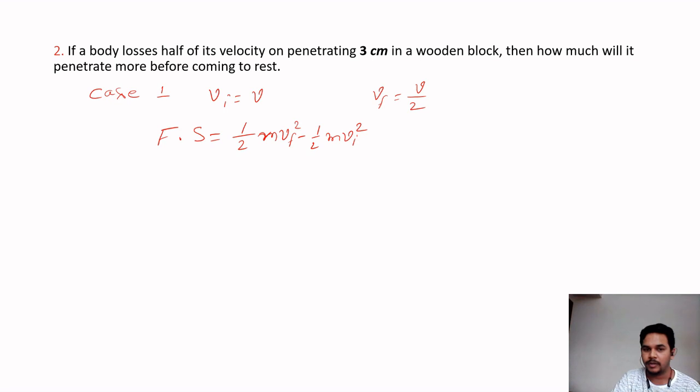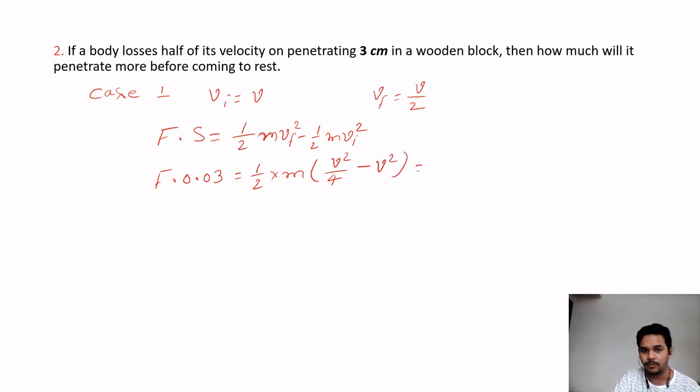So if I'm writing F into displacement in the first case, how much is given? It is given as 3 centimeters, so we can write 0.03 equals half into mass, taking v final outside, it will come as v square by 4. I have already done it: v by 2 squared is v square by 4, and v initial is v square itself.